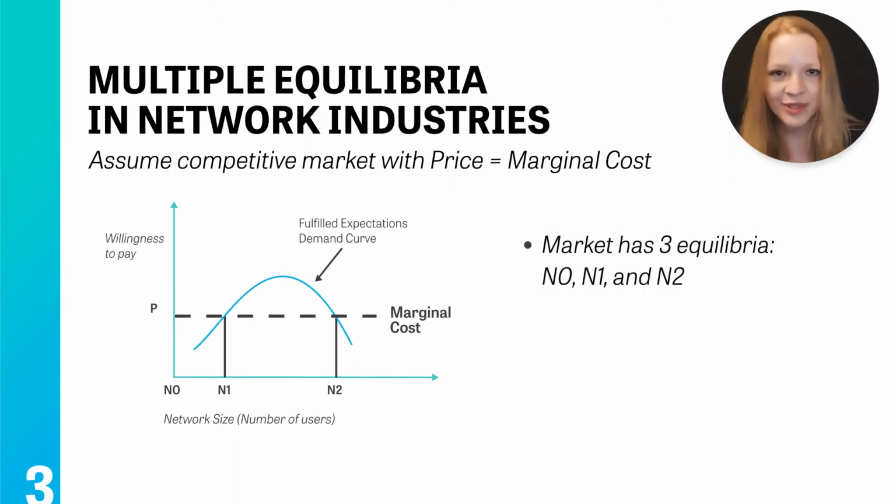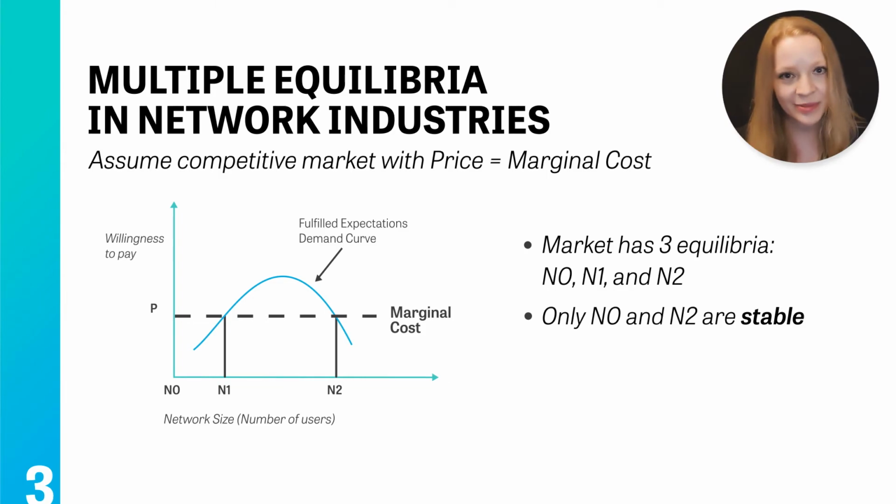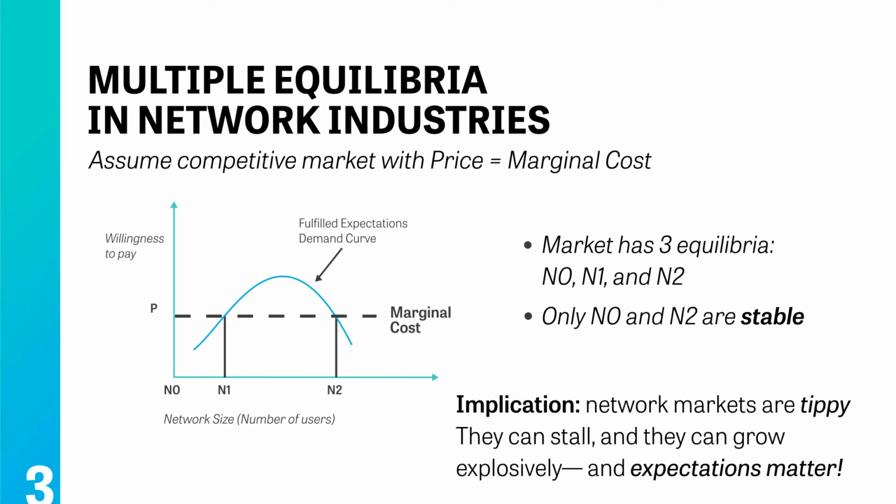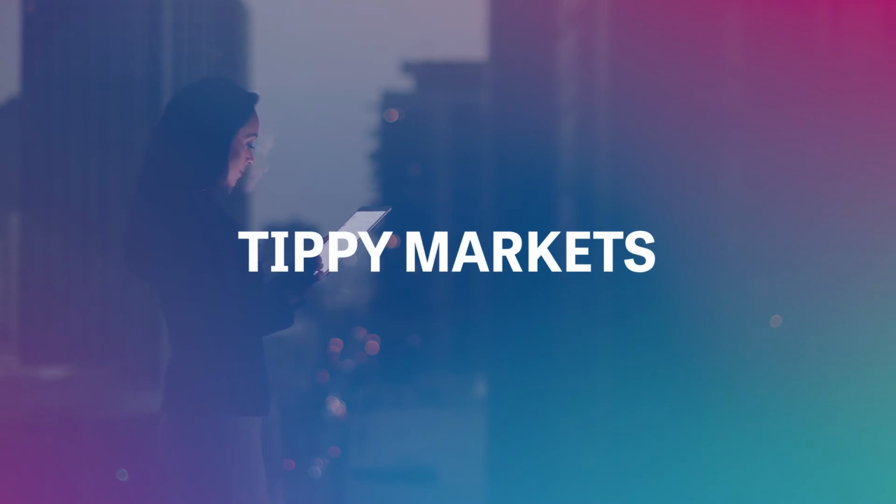In this case, we have 3, and only 2 of them are stable. The stable outcomes are associated with zero adoption and very high adoption. And this is to say that there is not much middle ground. There is no prize for a second place. These are the so-called tippy markets, where the winner takes all or almost all. The tipping point is that point at which a trend reaches a level after which it becomes irreversible.